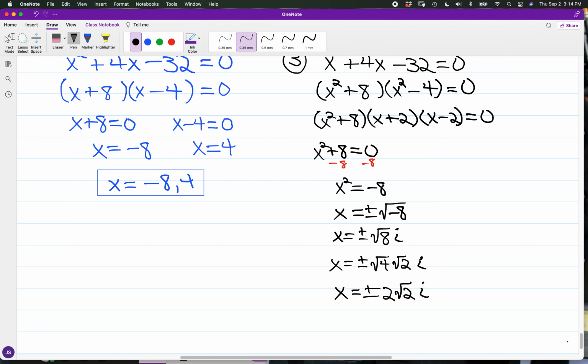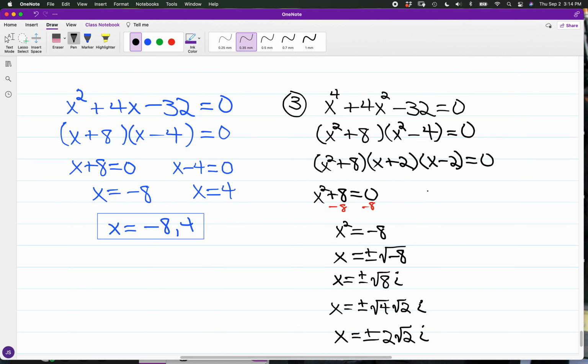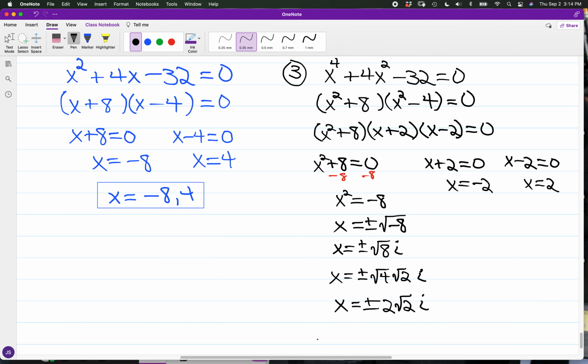As for the other factors, we have x plus 2. If I set this to 0, then x is equal to negative 2. And if x minus 2 is equal to 0, then x is equal to 2. Okay, so we have 4 solutions once again.